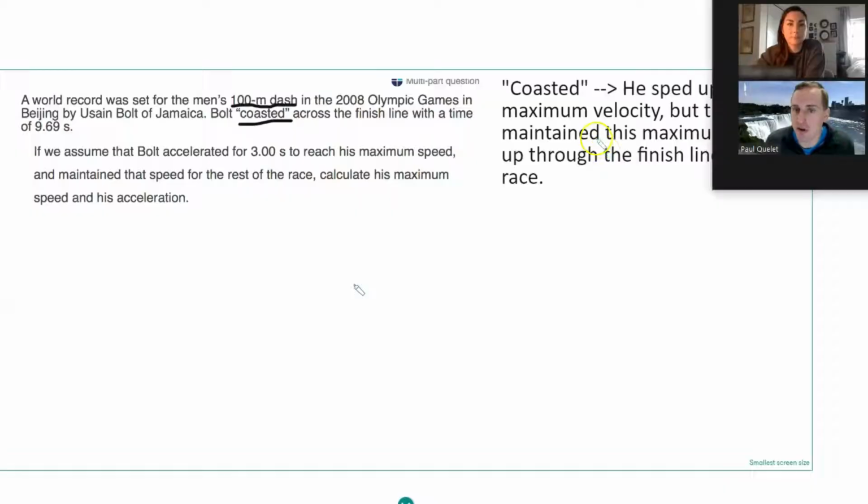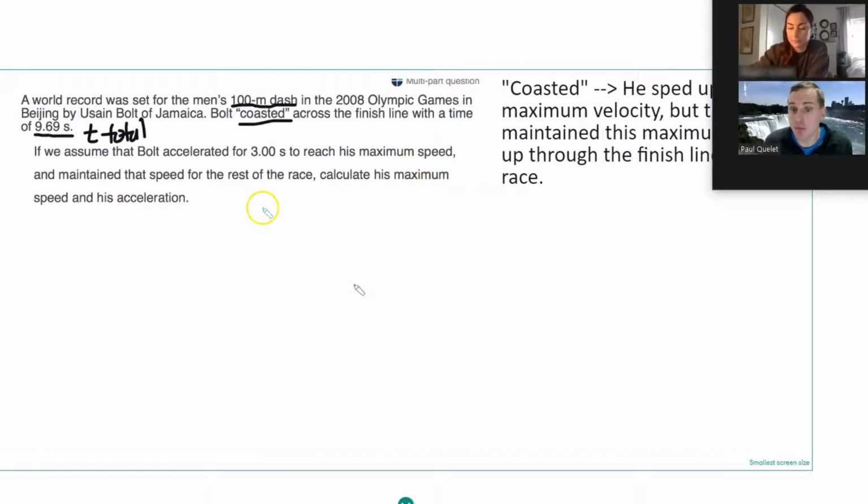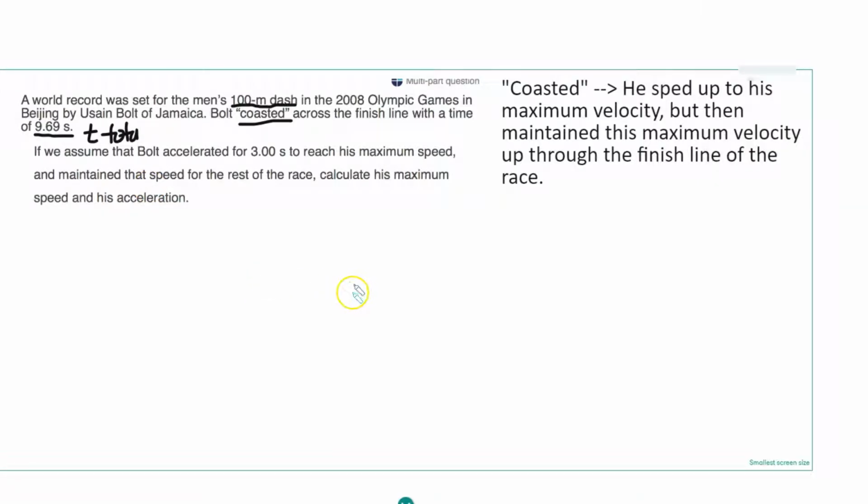Is that clear so far? Okay. Across the finish line with a time of 9.69 seconds. Think about that. That is T total, the total time. And a lot of times whenever you write something like that, I recommend you write it with a subscript. So let me go back and write it as T total, like that.